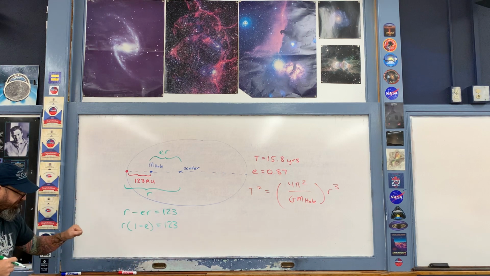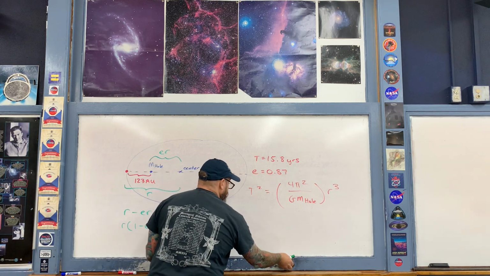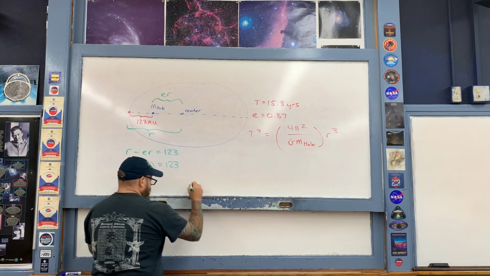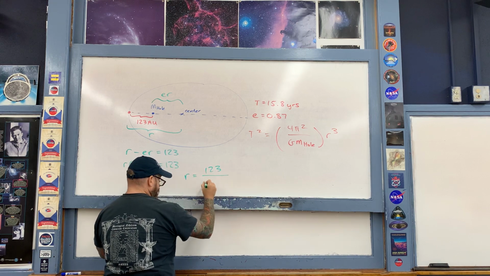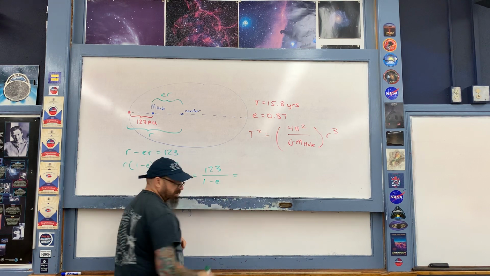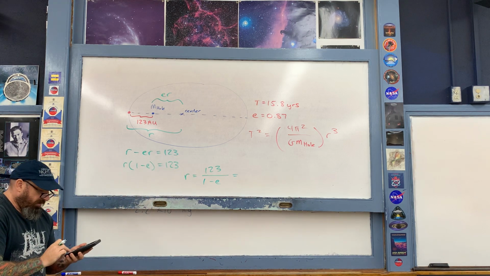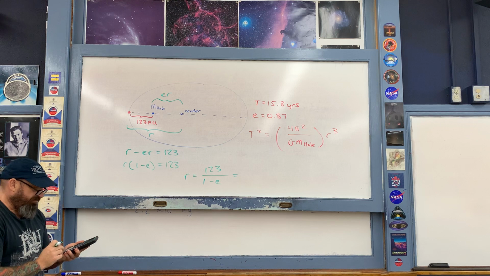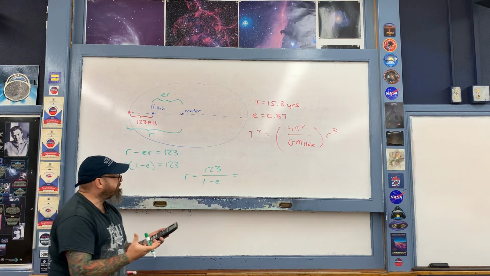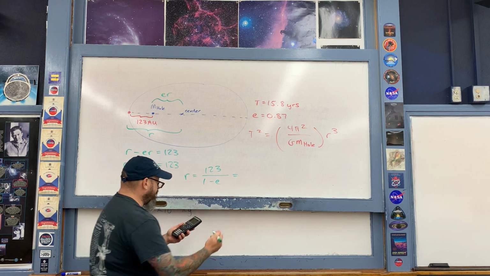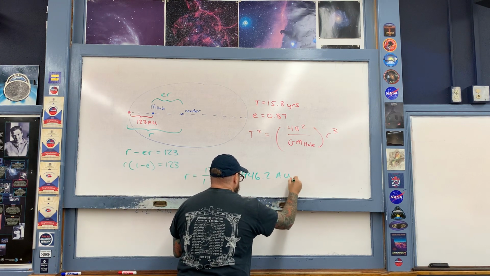And then I'll divide by the parentheses now to get r, and when I do, I'll end up with an answer in terms of astronomical units. So r is equal to 123, and then divided by 1 minus e. Let's go ahead and get that number. So 123, and then divided by 1 minus 0.87. Doing the math here, ultimately the semi-major axis of the ellipse is about 946.2 AU.